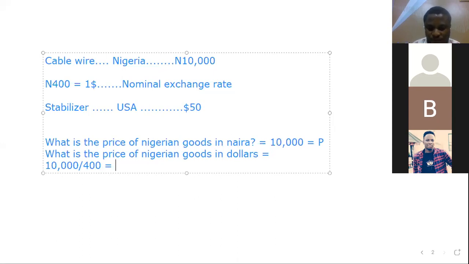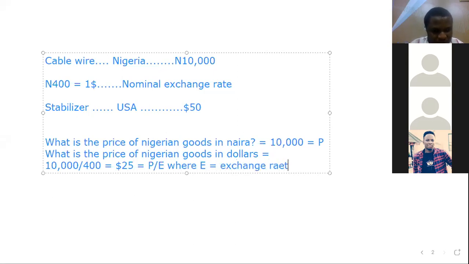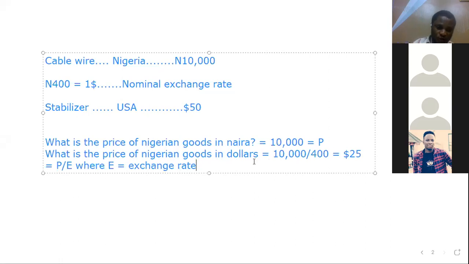10,000 over 400 equals $25. And that is P over E, where E is equal to the exchange rate.